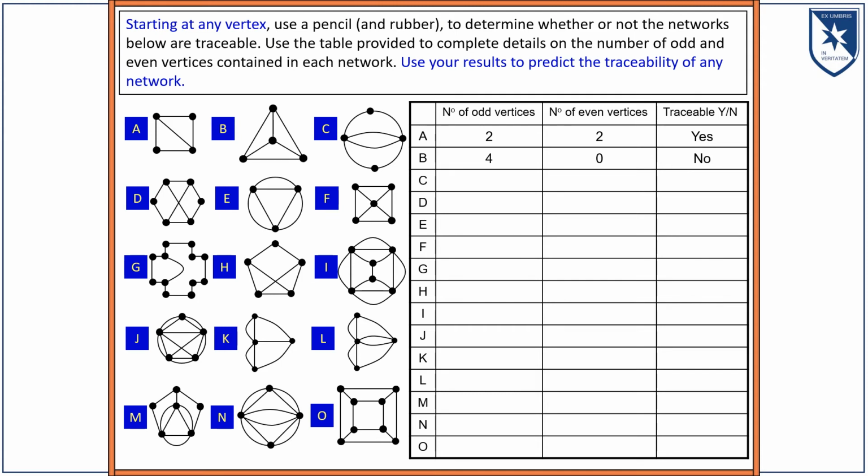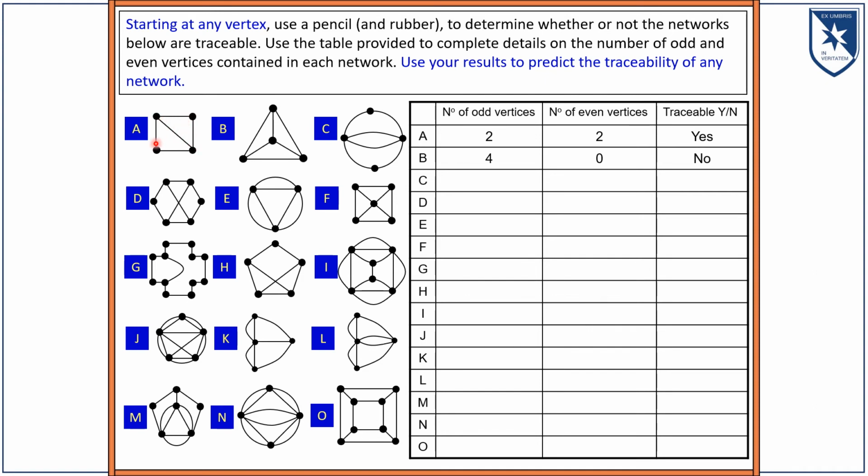So you can see question A has already been completed in the table. So the column for the number of odd vertices, there are 2 vertices of odd degree. We call it odd degree. So if we go over to the diagram for A, if you count the number of edges connecting to this vertex, there's 1, 2, 3. That's an odd number of edges connecting to that vertex. There's also one more vertex with 3 edges connecting to it. So this diagram has 2 odd vertices.